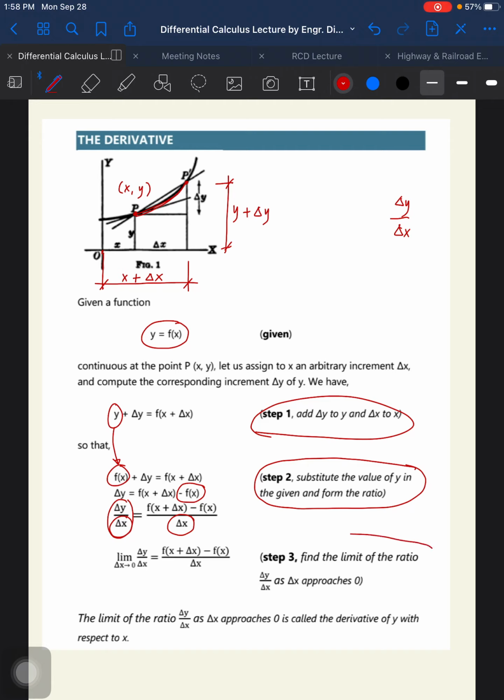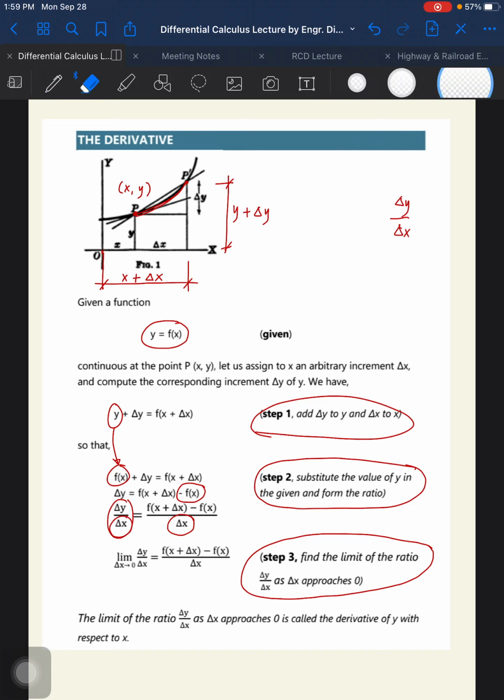Now for step 3, find the limit of the ratio delta y over delta x as delta x approaches 0. Why? Because the limit of the ratio delta y over delta x as delta x approaches 0 is called the derivative of y with respect to x. Yes, that's basically our derivative.